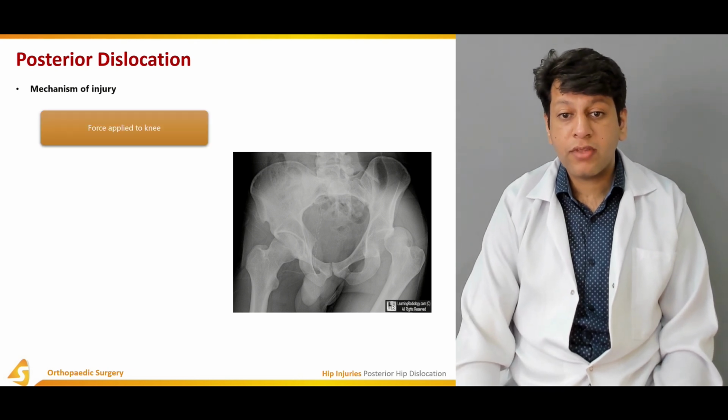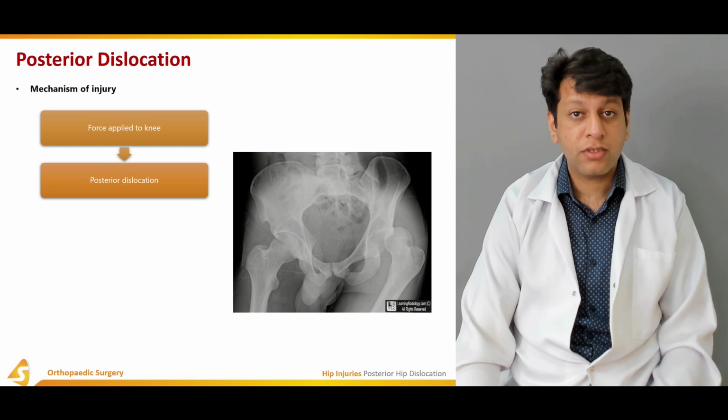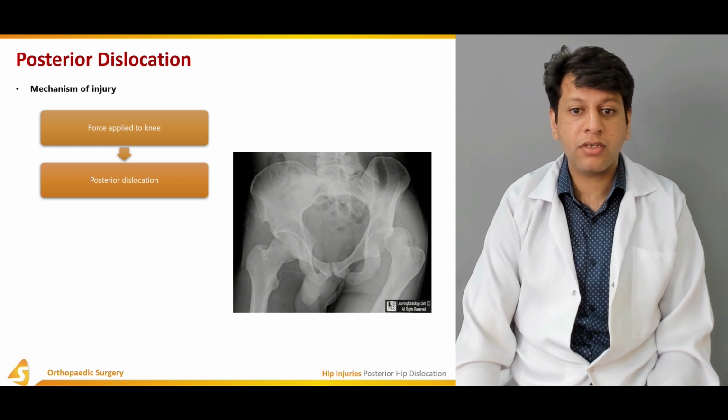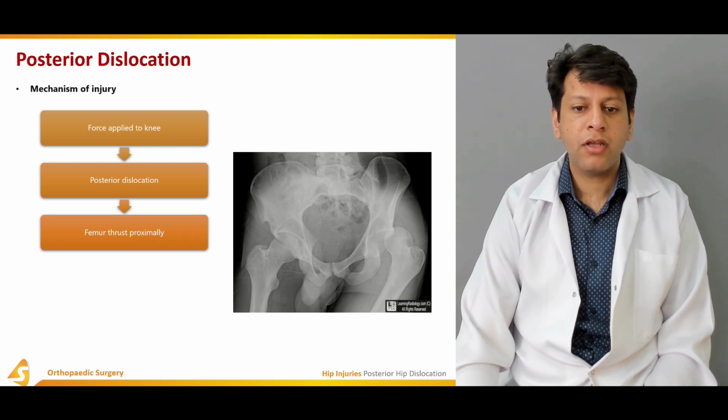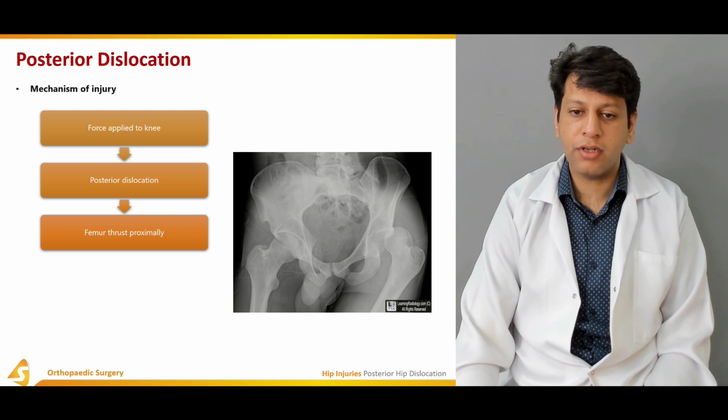Now if there is a force applied to the knee because there is a front-on impact, this results in a posterior dislocation, and the femur thrusts proximally in a posterior direction and the femoral head is forced out posteriorly.